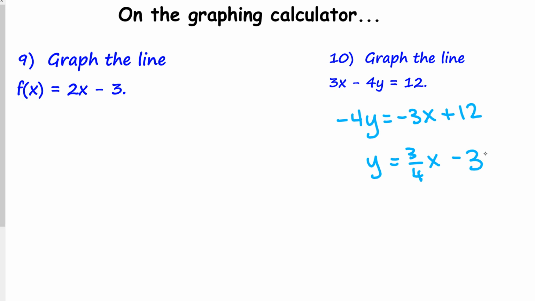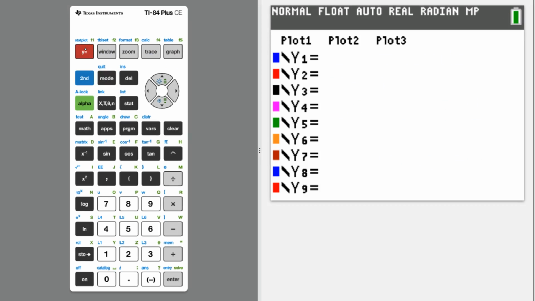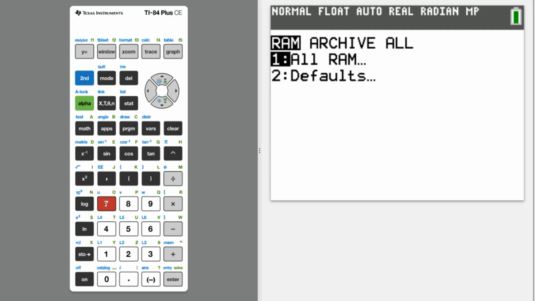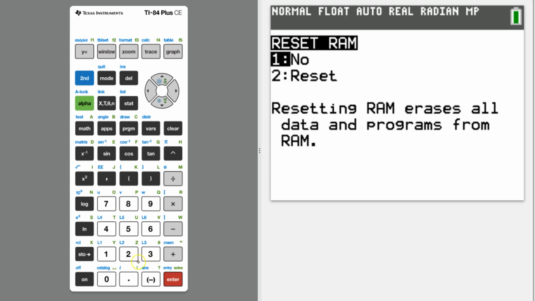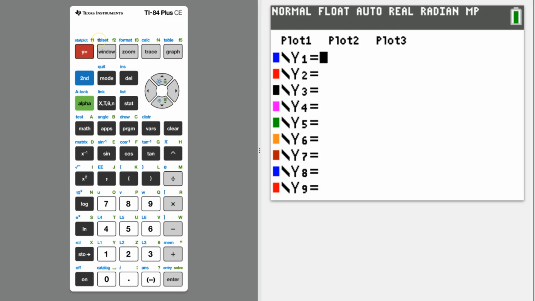So let's go ahead and grab a calculator, and let's do number 9. F of x equals 2x minus 3. So we go into the y equals menu. And if there's anything already there, then you should clear it. You can also clear your memory just in general by pressing second plus, and then number 7 reset, and then all RAM, and then number 2 reset. So that will get rid of anything that's in there, and it will set you back to your default mode, which is kind of nice.